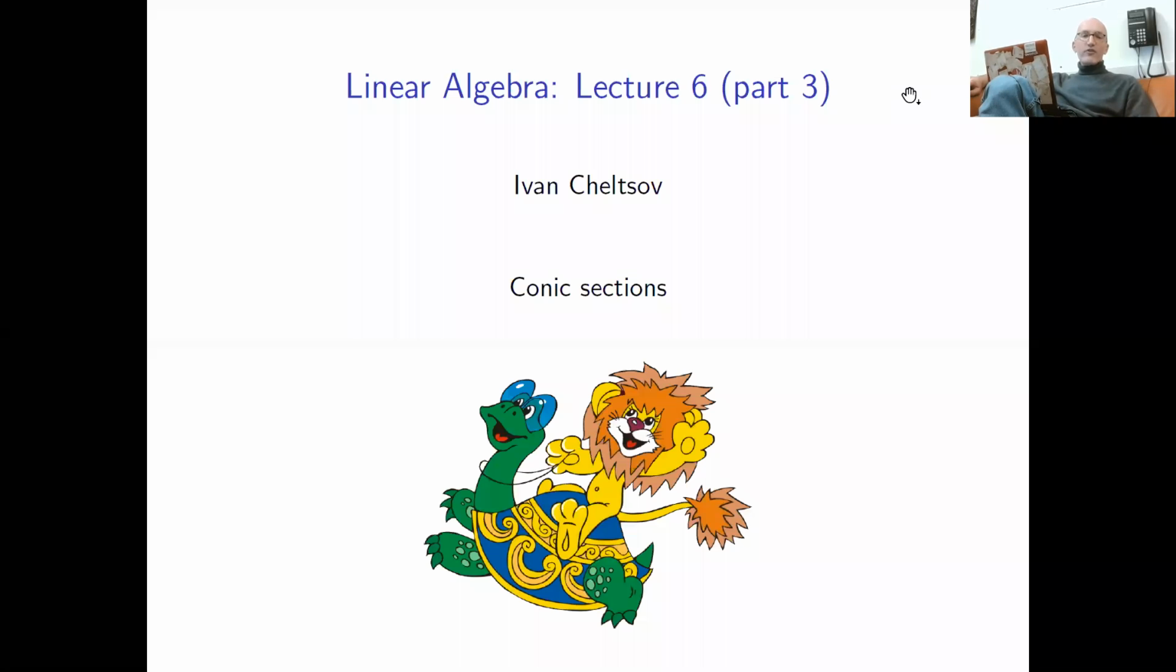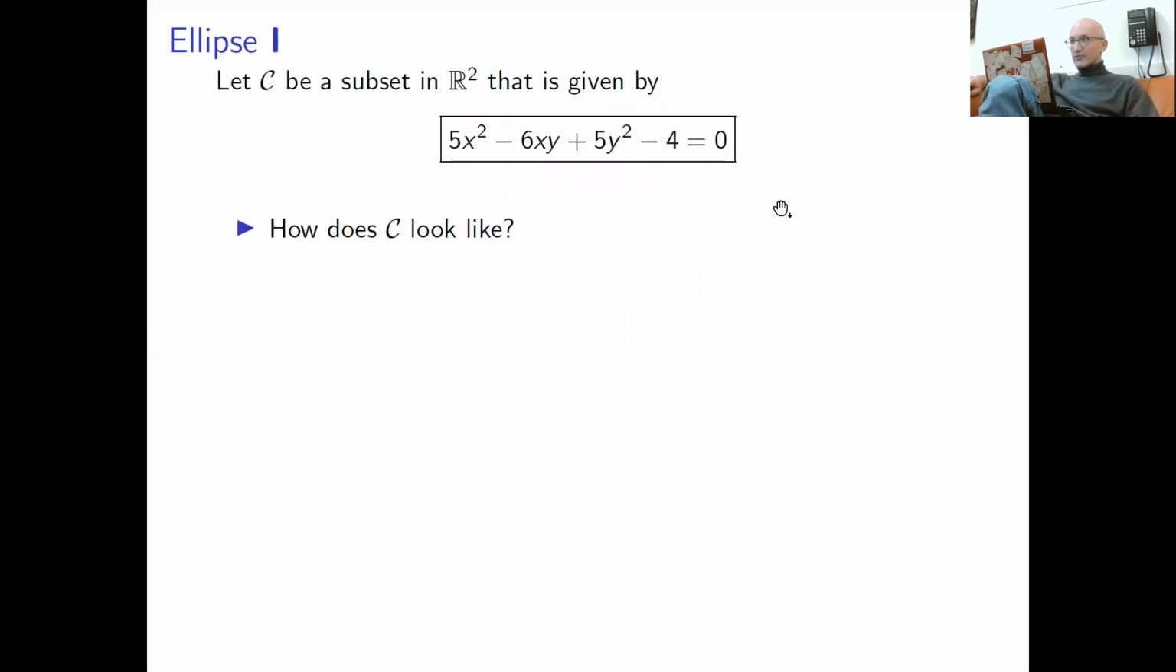Hello, this is the third final part of lecture 6 of linear algebra, and this part is about conic sections. This topic will not be assessed, it will not appear on the test, but I think it's a nice topic to cover in this course because it's a very nice application of orthogonal diagonalization, as you will see soon. Okay, to start with, let me consider one very explicit example.